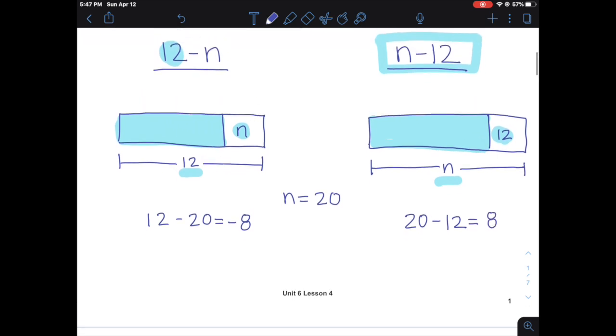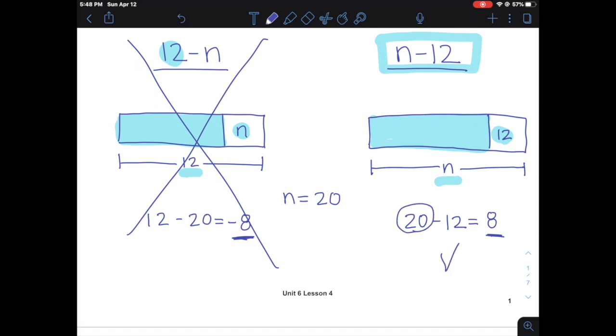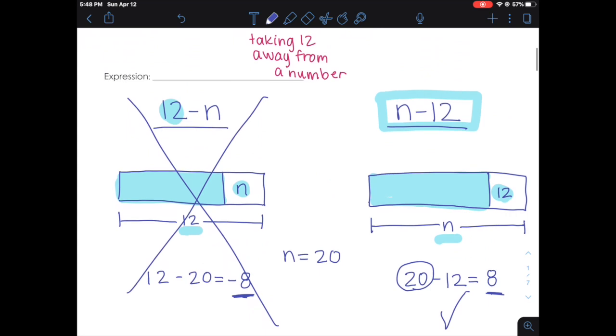So which one is representing 12 less than a number? Is negative 8 12 less than 12? No. Is positive 8 12 less than 20? Yes. So it's our expression here on the right.